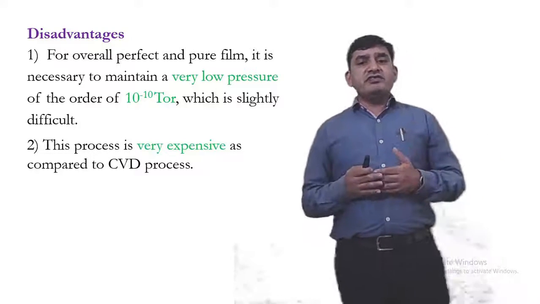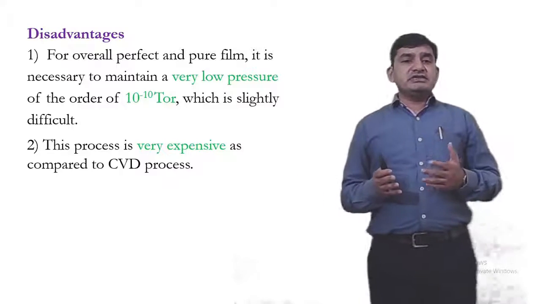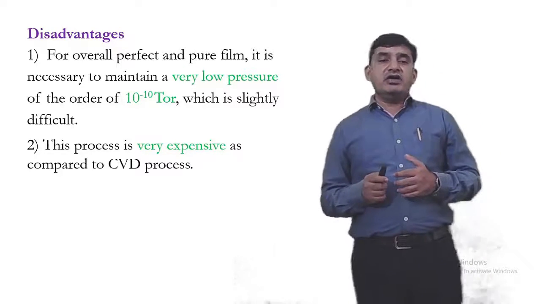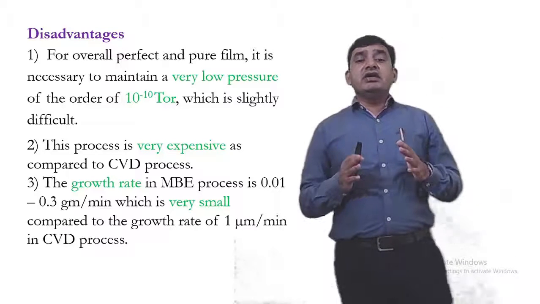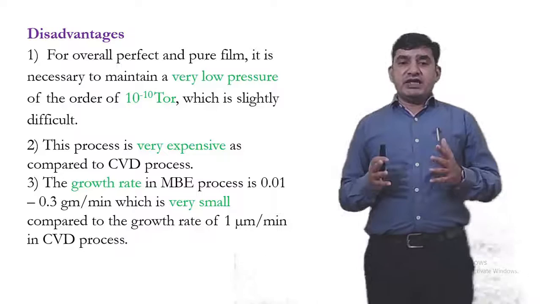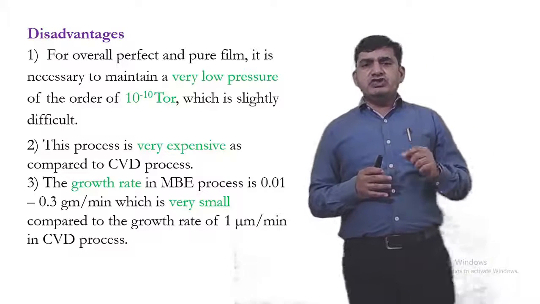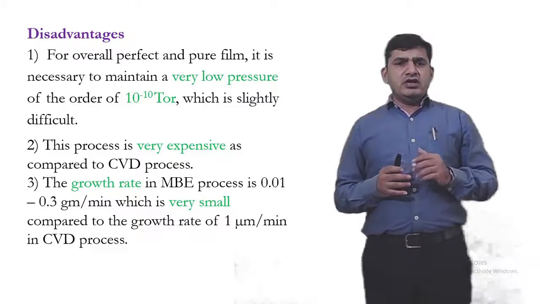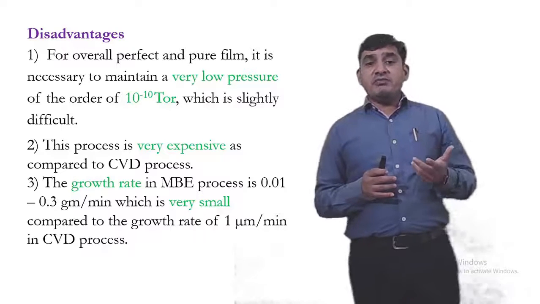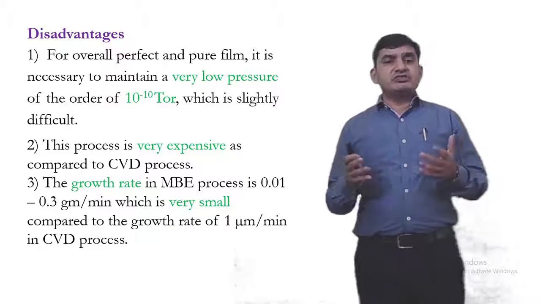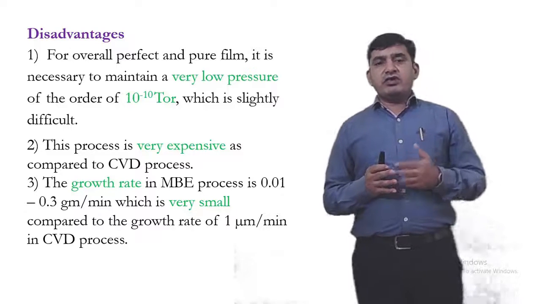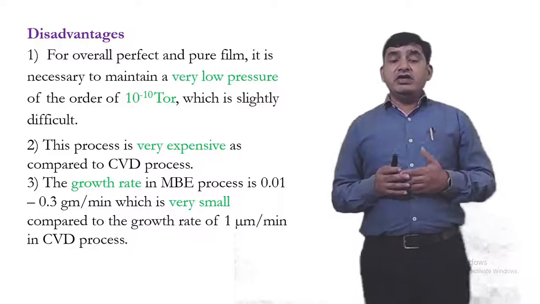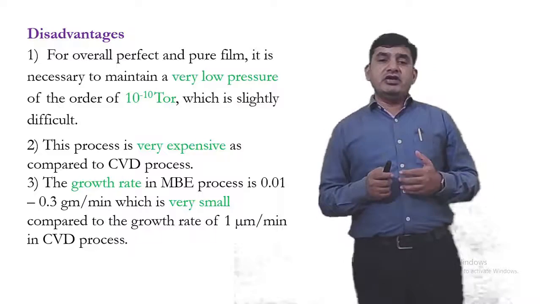This process is very expensive as compared to the chemical vapor deposition process. The growth rate in a molecular beam epitaxy process is about 0.01 to 0.3 gram per minute, which is very small compared to the growth rate of 1 micrometer per minute in a chemical vapor deposition process.